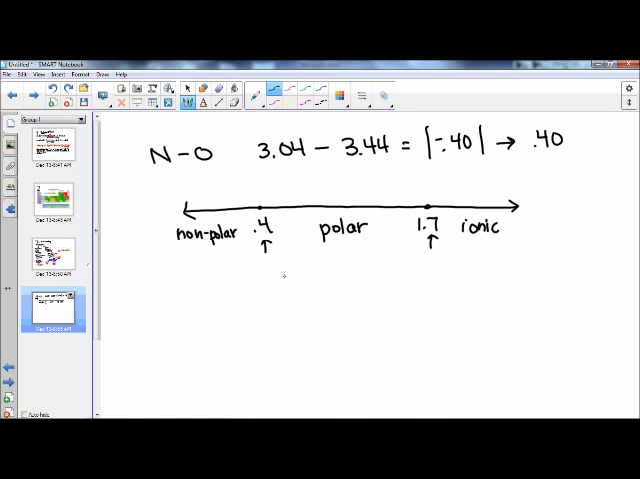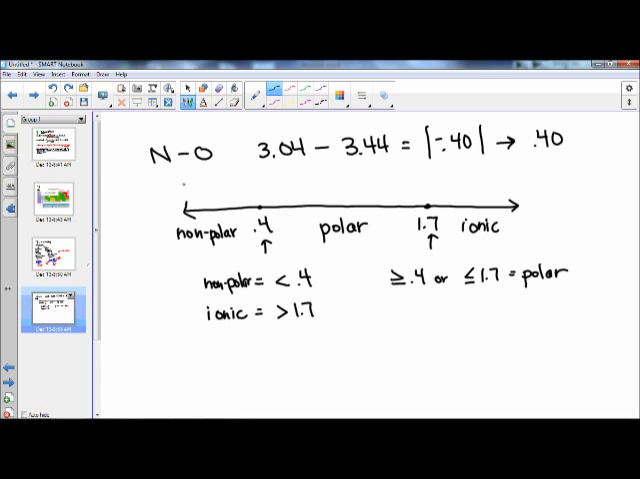So we can put it this way. Less than 0.4 is nonpolar. Greater than or equal to 0.4 and less than or equal to 1.7 is polar, unequal sharing. And greater than 1.7 is ionic.